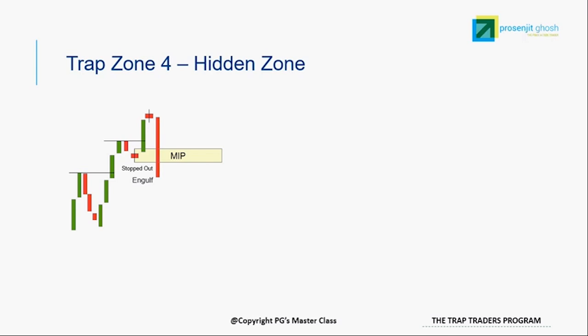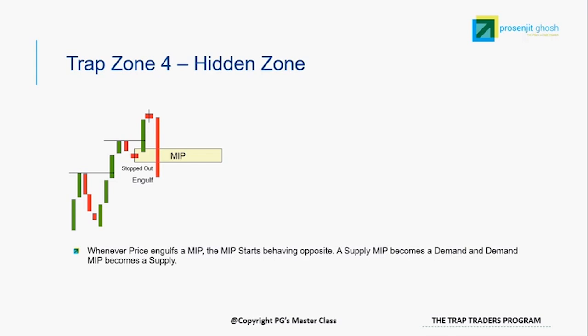And if the MIP gets engulfed and gets stopped out, nothing to worry. As I said at the beginning of this course, even if my trap zone breaks, I do not care because I know in the very next move I'm going to get another trade there. Whenever price engulfs a MIP, the MIP starts behaving opposite. A supply MIP becomes a demand and a demand MIP becomes a supply. So we will again put our proximal line at the distal line of the MIP demand and we will put our distal line at the proximal line of the MIP, and we will trade the hidden zone. And believe me, MIP hidden zones work the best. Nothing like it, right? Works the best.